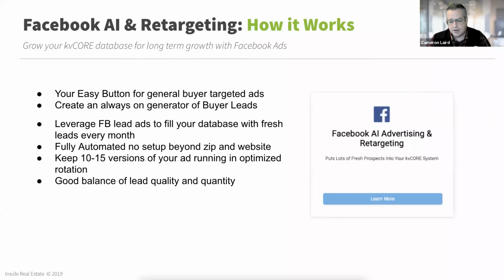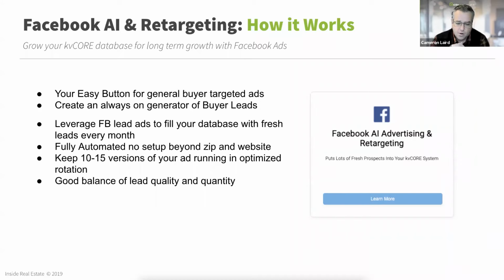Facebook AI is a good place to go at a lower price point. So for this product, this is, again, an easy button. You can build these advertisements really easily right from the marketplace. We do all the work for you, fully managed by our team. So there's nothing you have to do. And this, again, will pull leads into your database every month. Keep it fully automated. There's nothing you have to do beyond defining a zip code and a website.